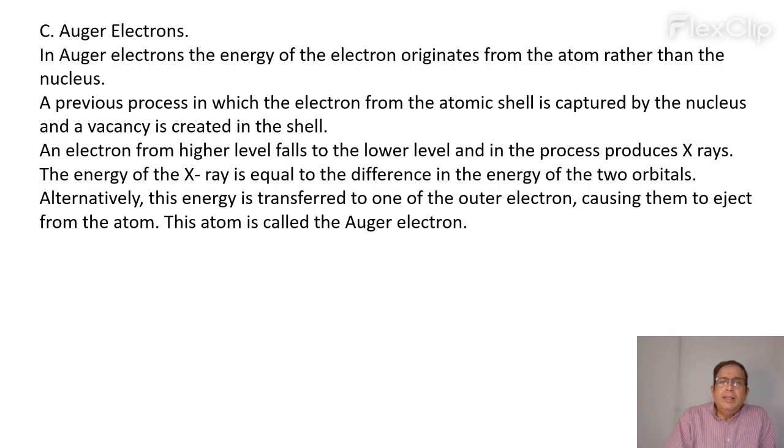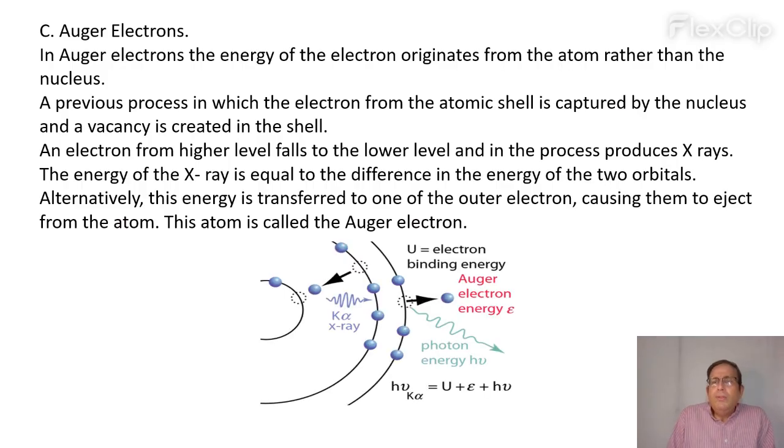Alternatively, this energy can be transferred to one of the outer electrons, causing it to eject from the atom. And this electron is called the Auger electron. So you can see here, an electron is jumping from a higher shell to a lower shell because a vacancy is created in the lower shell, and in the process a K alpha X-ray is emitted, which has energy equal to the difference in the energies of the two shells.